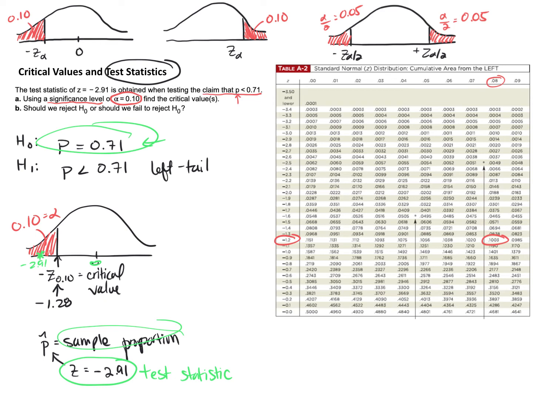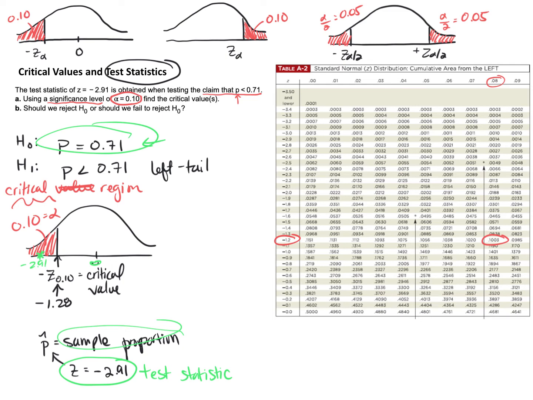And so if you're using the critical value method, you can see here that the test statistic of negative 2.91 falls in the critical region. The critical region is the region that is shaded in red. It is your significance level. So because the test statistic falls in the critical region, or I wrote value here, but I meant critical region, well, then what we would do in question B is we would reject the null hypothesis.